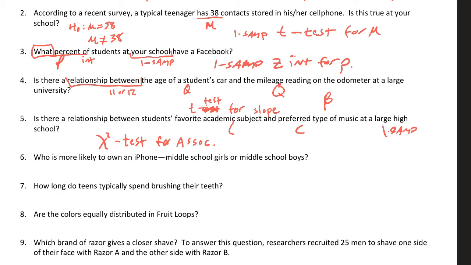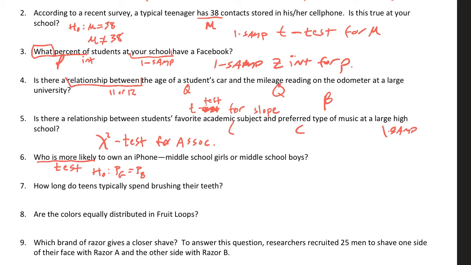Okay. Who's more likely to own an iPhone? This is interesting. Middle school or high school boys. Who is more likely, not how likely. So this is a test. The null would be... more likely. Is that a mean, quantitative? No, that's a proportion. So the H0 would be the proportion of girls equals the proportion of boys who have an iPhone. And then we would test if they're the same.